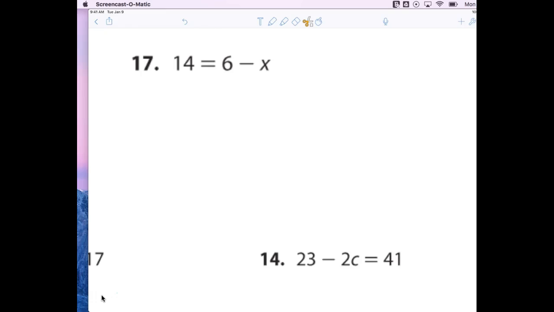How about, do you mind if we rewrite it? I prefer that you just say 6 minus x equals 14. That's how I want everybody to write it, just for now. Now, I still want the variable first. So it would be positive 6. So now I want to make it negative x plus 6 equals 14.